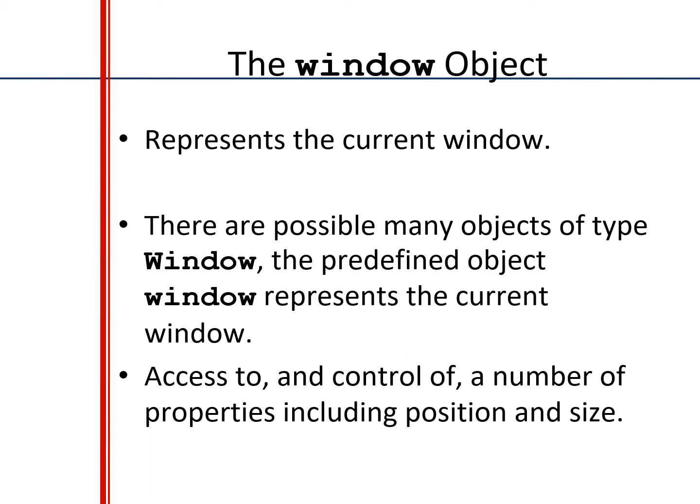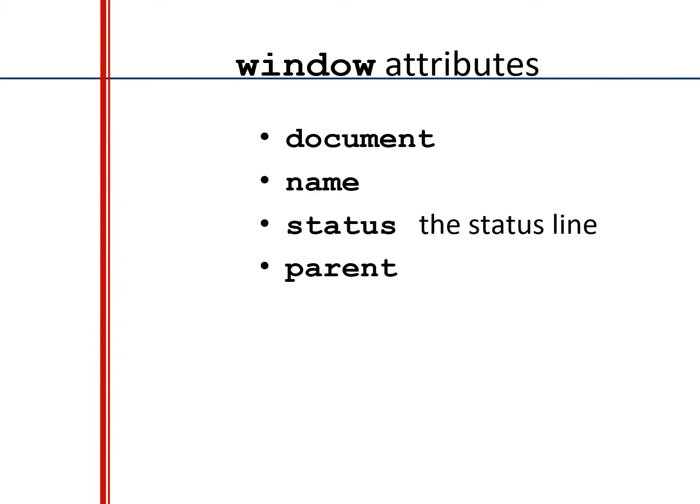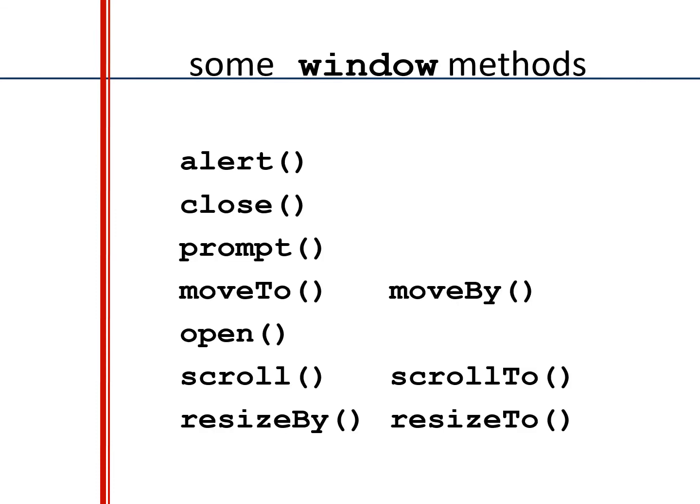The window object represents the current window. There are many possible objects of type window, which are predefined objects, or might be your current objects. Whenever you access or control a number of properties, including position and size, we write the various attributes of windows that we have to use, like document, name, status. These are various methods of windows. Alert displays a message on your screen, a dialog box that appears in the center of the screen. Close is itself a function. Prompt, open, scroll, resize, moveBy, scrollTo, resizeTo. These are various functions we have to use as methods.